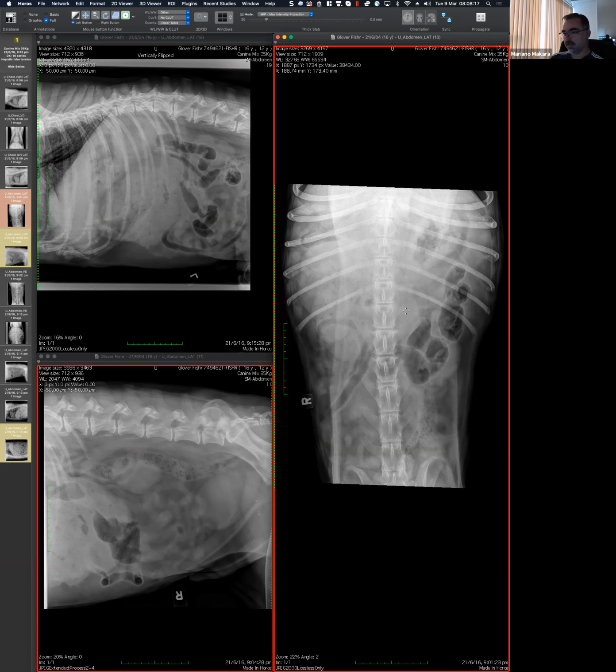Okay. And I think maybe I can see gas on the VD that might be within the stomach. And I can maybe convince myself I can see an outline that might be stomach superimposed on a soft tissue opacity on the left lateral, but I'm unsure about that.